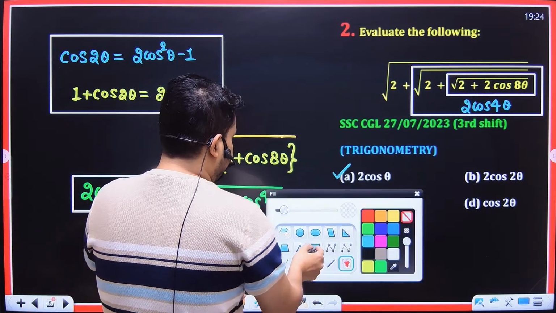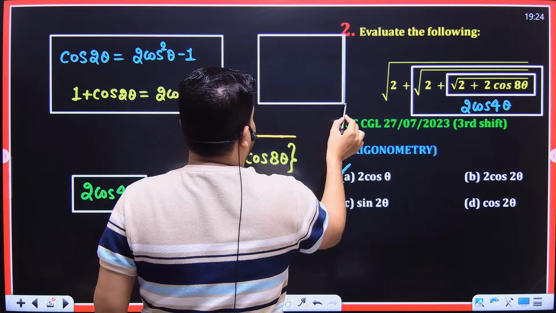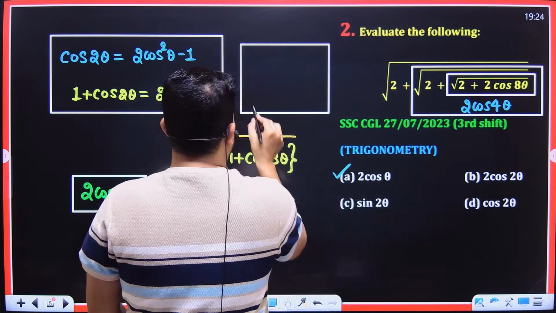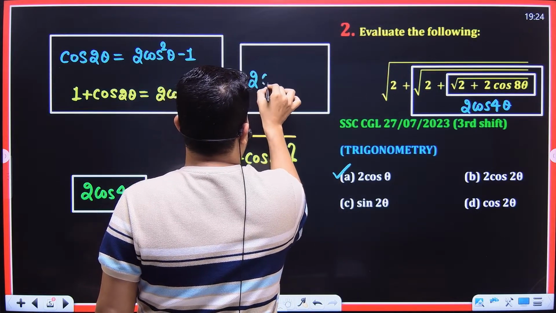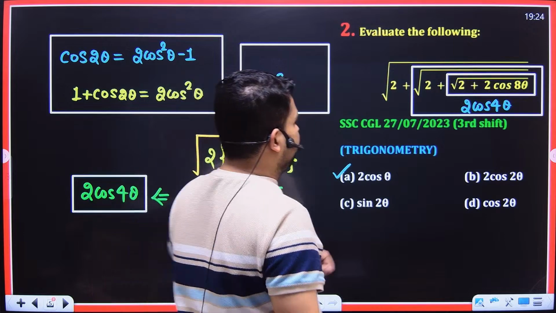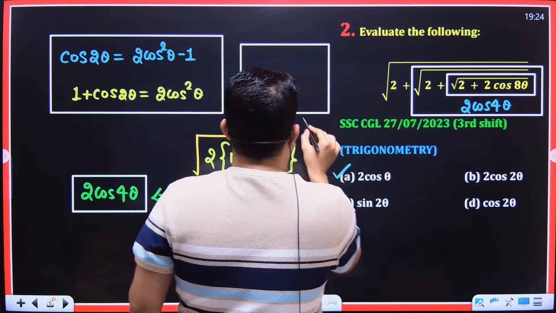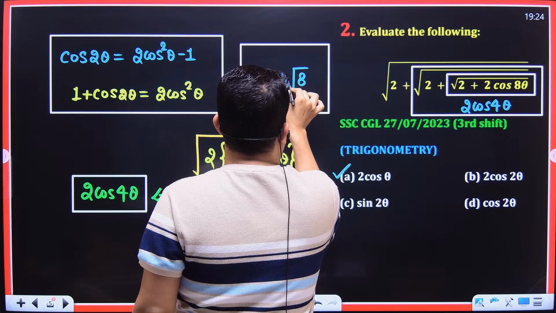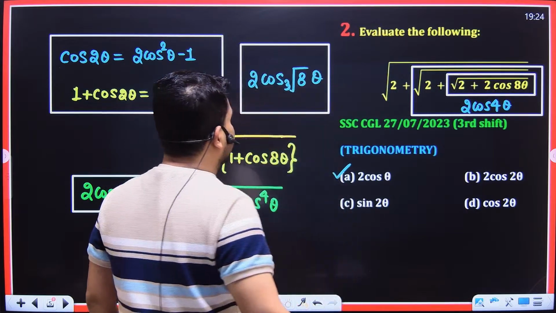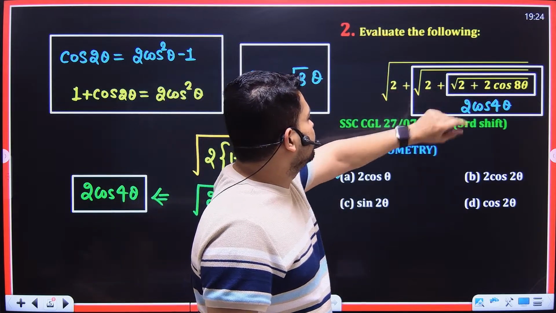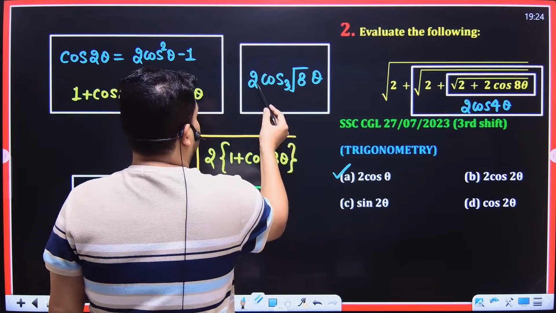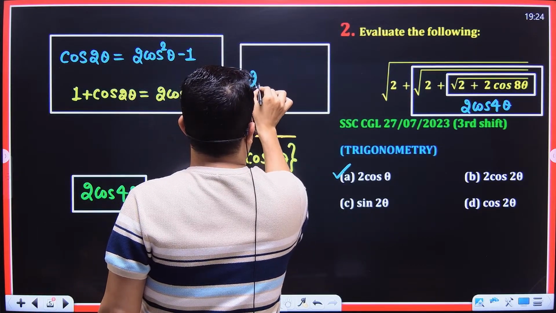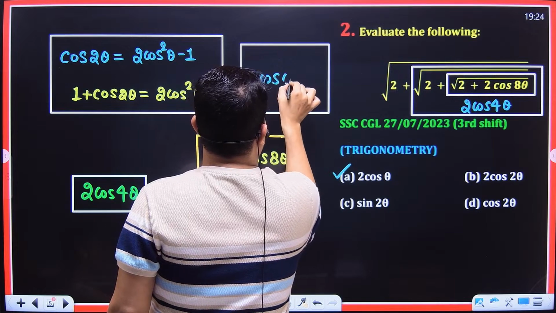In your examination you will solve this question like this. You will put 2 as it is. Here in cos, you have 8. So you will do the cube root of 8 into theta. Why cube root? Because we have 1, 2, 3 roots here, we have 3 roots here. So my answer will be 2 cos theta.